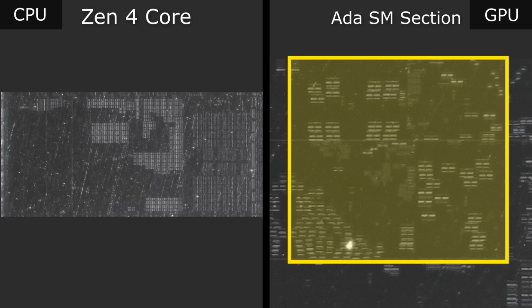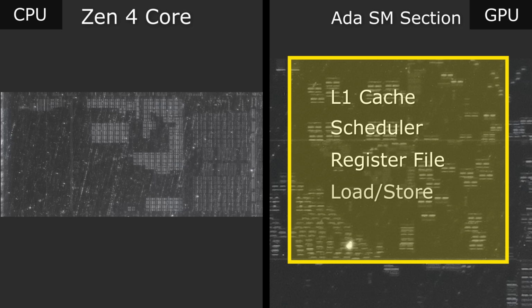If we measure the part of the SM we're looking at now, we finally arrive at a section of the NVIDIA chip that's smaller than a Zen 4 core. A Zen 4 core is about 3 times larger than this part of the streaming multiprocessor we're looking at. But even so, we're still not at the level of a CUDA or Tensor core. Based on technical details NVIDIA publishes, we can infer that this section of the streaming multiprocessor probably contains many things in addition to CUDA and Tensor cores. Things like L1 caches, schedulers, register files, load store units, and special function units.